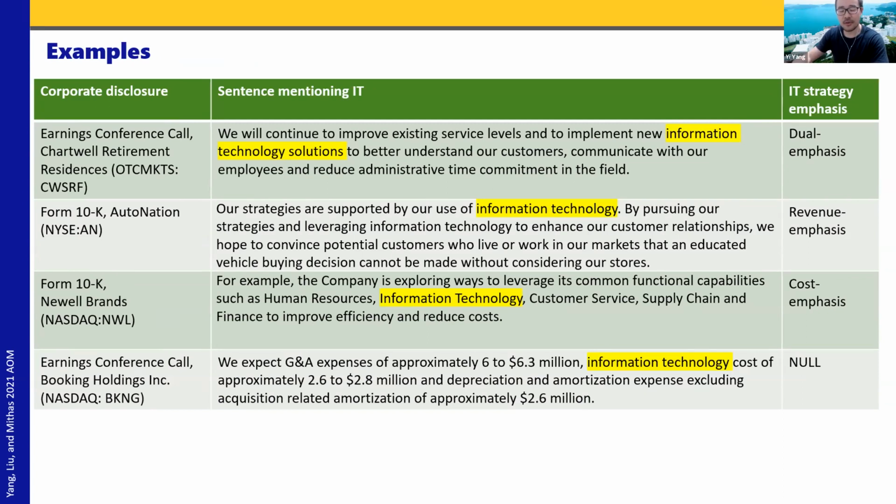what I want to say is that if you read the sentence carefully, you can actually tell what kind of IT strategy the firm is adopting. Just to give you a quick example here: for the second one, a company, in their Form 10K annual report, they are saying explicitly that they are using information technology to enhance their customer relationship, to get more customers, to generate revenues, which clearly indicates that this is a revenue emphasized strategy.